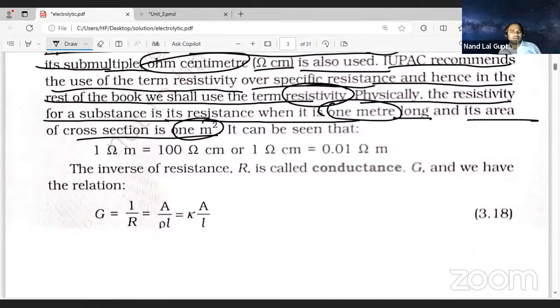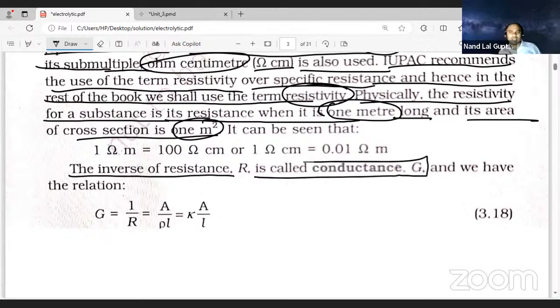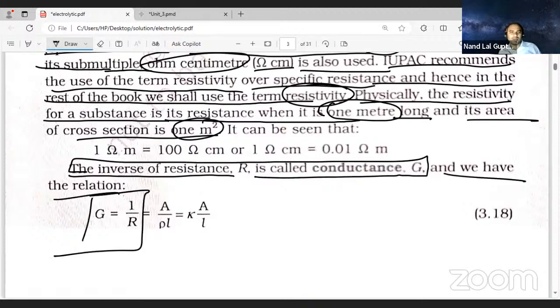Got it? Yes, sir. The inverse of resistance is called conductance. That is, conductance is G, and we have the relation G is equal to 1 by R. And R value you are putting, so G is equal to A by rho L. Or you can say, 1 by rho means what? K, so G is K A by L. Again, I am defining this one.